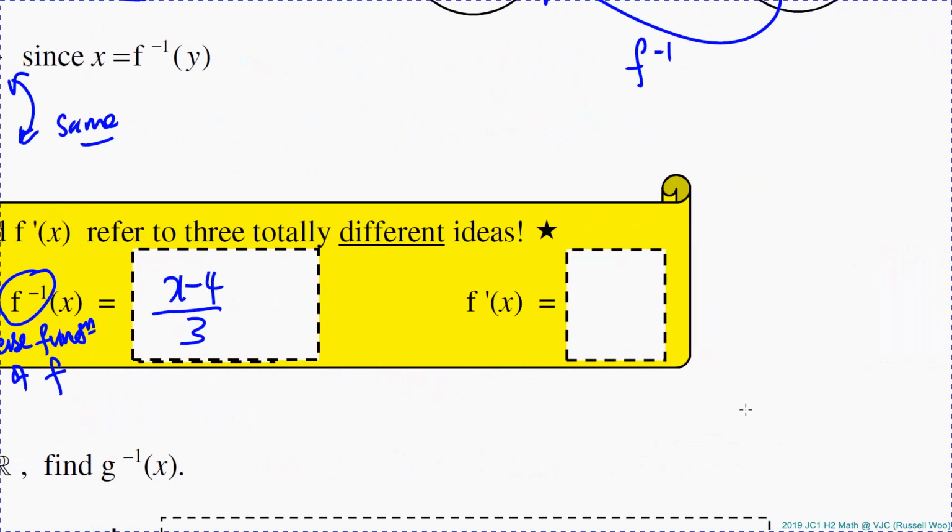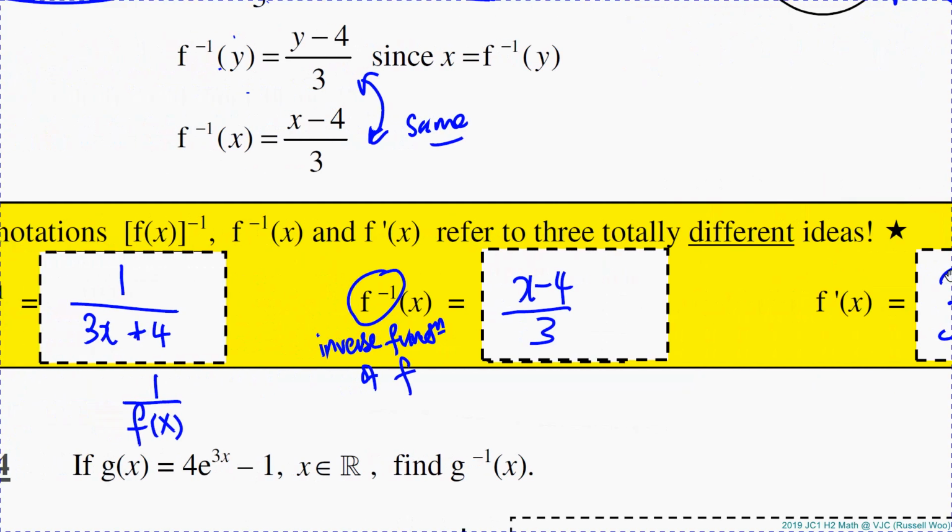What about f prime of x? F prime of x refers to the derivative. I repeat, f prime of x refers to the derivative. The answer is 3. It is the derivative of f.